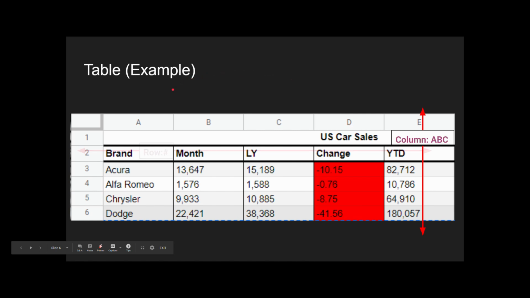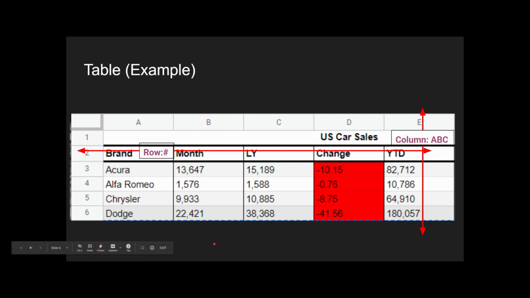We've also got rows going side to side, and these rows are numbered. So this is row 2, everything in this line. This is row 3, everything in this line. And that's how the rows work.